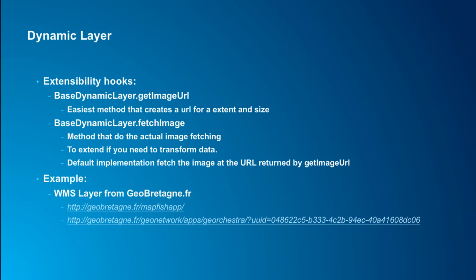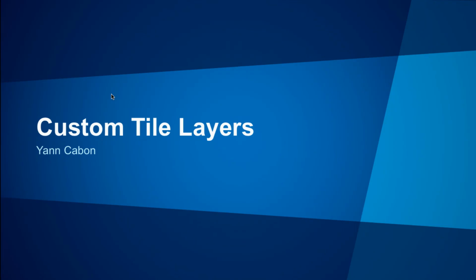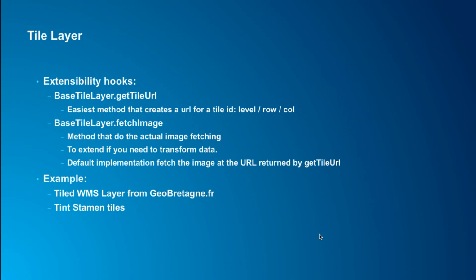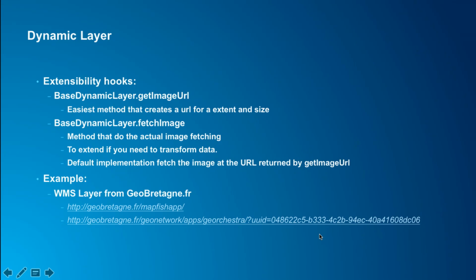So in 4.4 we'll introduce at least 2 new classes. One is going to be base dynamic layer, which will be the equivalent of the tile layer. On the base dynamic layer, you can implement a function called getImageURL. This is the easy way to implement it. This function will be called with the extent of the view and the size of the image that the layer needs to display. Then you can create the URL for this image, and the layer view will fetch that image for you and display it.